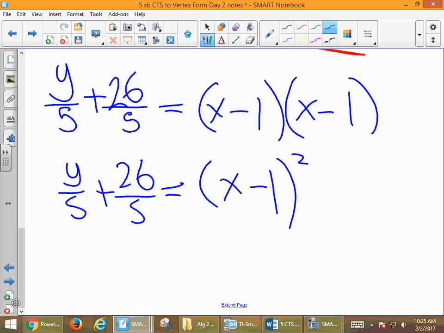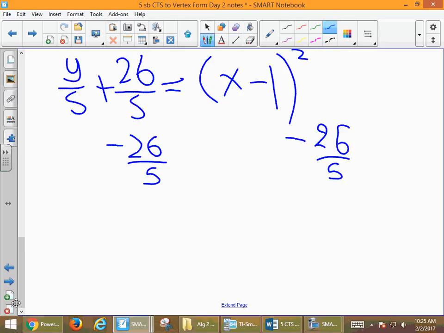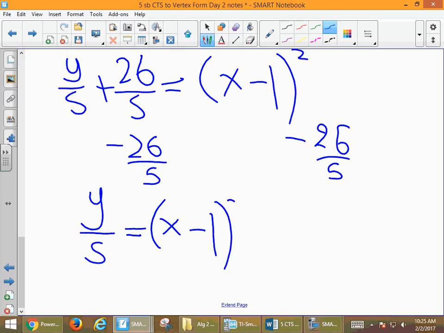So now we need to get it into the last shape of our vertex form, and so we need to solve for y and get y by itself. So what should be our first step to get y by itself? 26 over 5. We can subtract 26 over 5 to get the 26 over 5 to both sides. And so we have y over 5 equals x minus 1 squared minus 26 over 5.